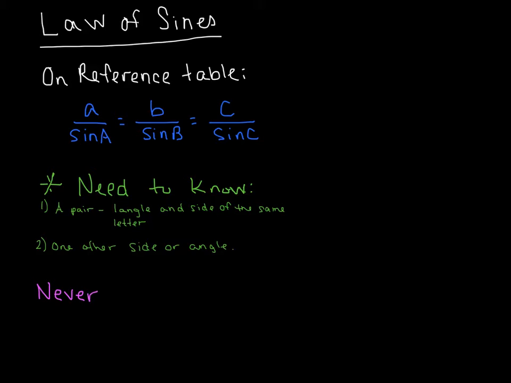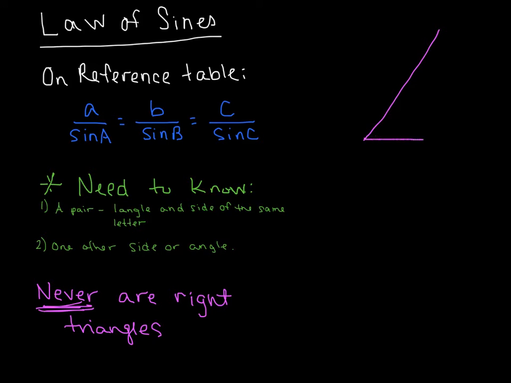These triangles are never right triangles. If they're right triangles, you can do Pythagorean theorem to find out a missing side. You're always going to use these for scalene type triangles. So if I had a scalene triangle, we'll just say something like that.